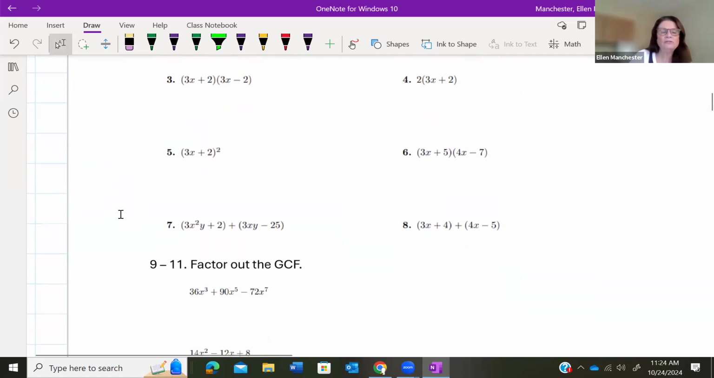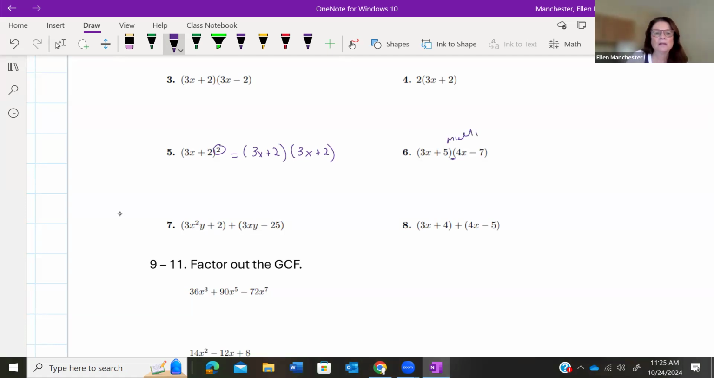Another thing to pay attention to is when you have something squared, what this means is 3x plus 2 times 3x plus 2. Actually multiply it out and use the distributive property or FOIL, whichever one you prefer. Okay, so again, notice there's no sign in between, so that means you're multiplying, as opposed to when there is a sign in between. That means you're adding. So just pay attention to those.